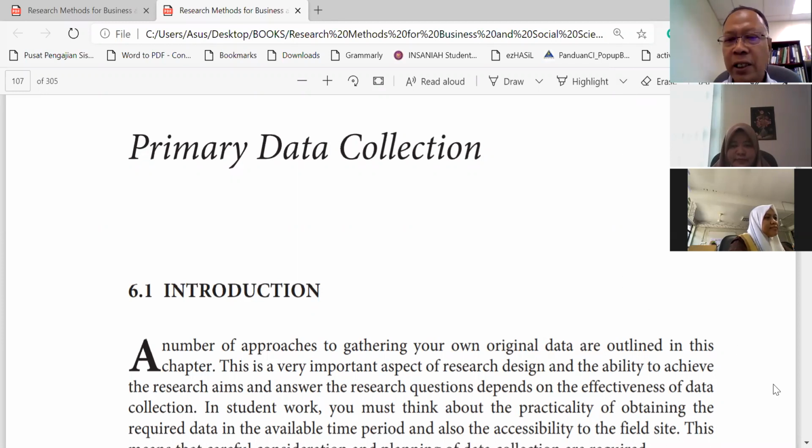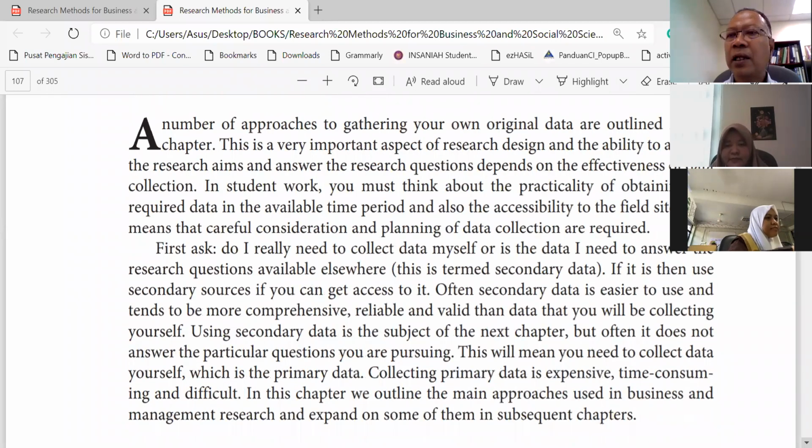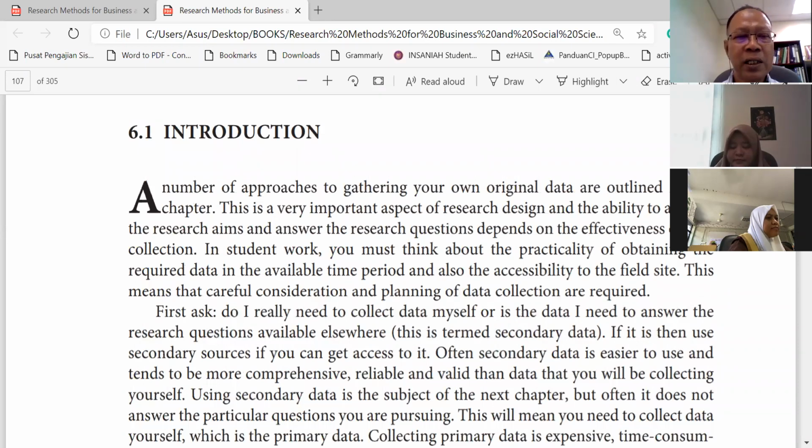In research, there are two types of data. Number one is primary data, and number two is secondary data. Each of the types of data has its own advantages. So first, we want to ask whether we want to use primary or secondary data. Each has its own advantages.